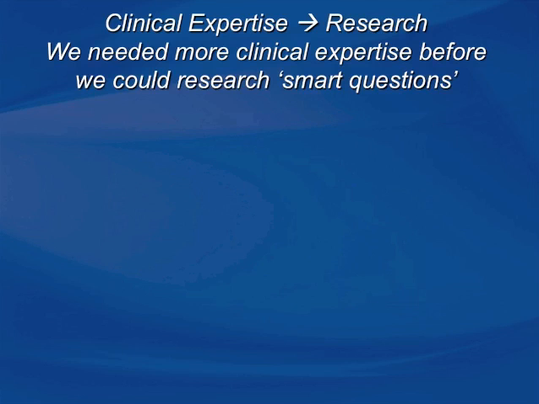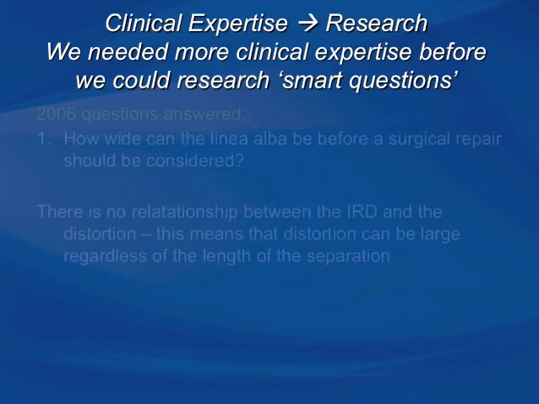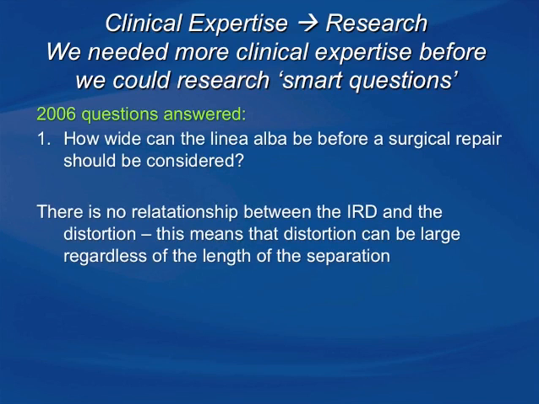So we needed more clinical experience before we could ask smart research questions. That's really what happened through this whole journey. And if we go back and see how many of those questions that we had in 2006 we answered, the first question was, how wide can the Linea Alba be before a surgical repair should be considered? And the answer is there's no relationship between the inter-recti distance and the distortion. And this means that the distortion can be large regardless of the length of the separation. It's not about the width.